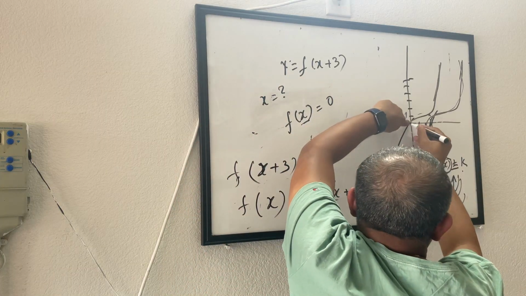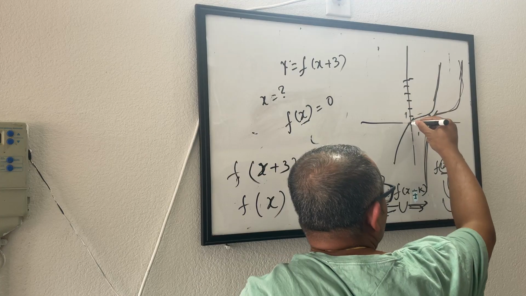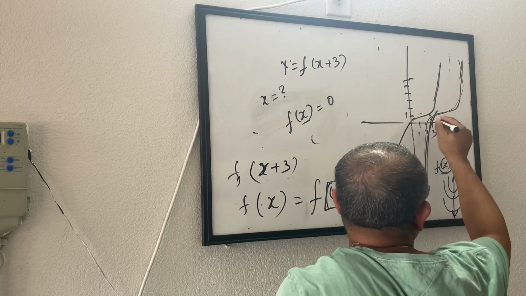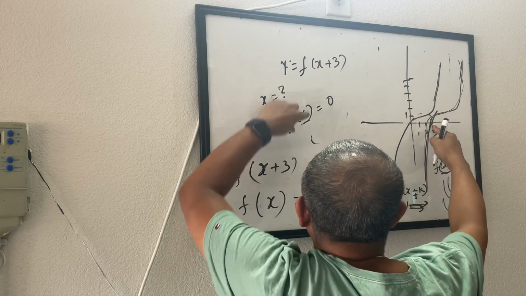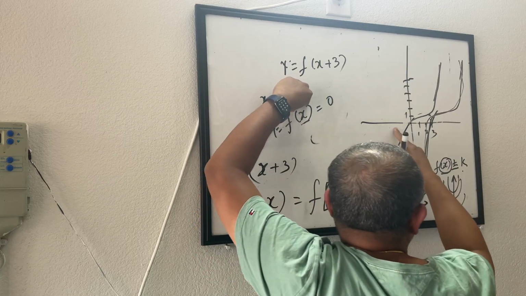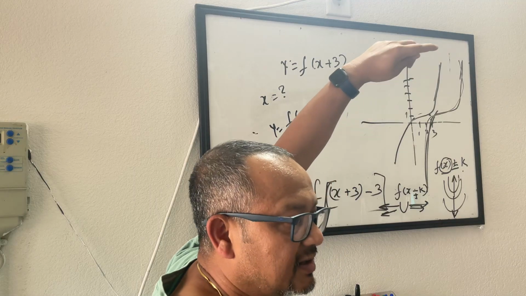So this is where my f of x or y value was 0 before, which will become 3 points on the right. So when x is equal to 3, that is when my f of x will become 0, meaning my y value will become 0, meaning this is where it is touching the x-axis. Yeah?